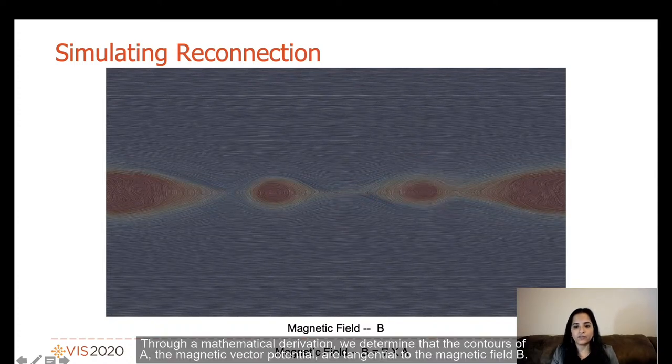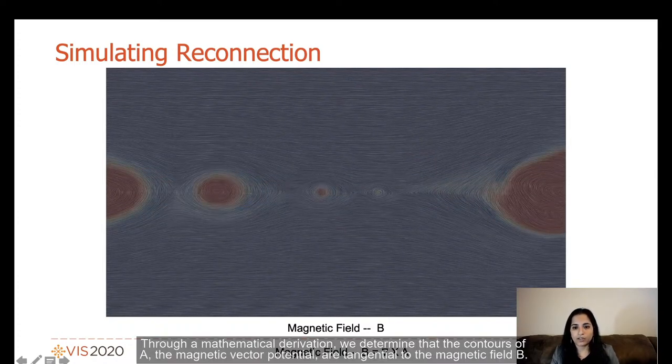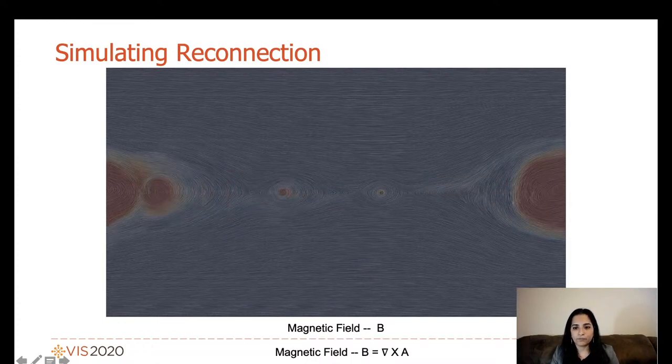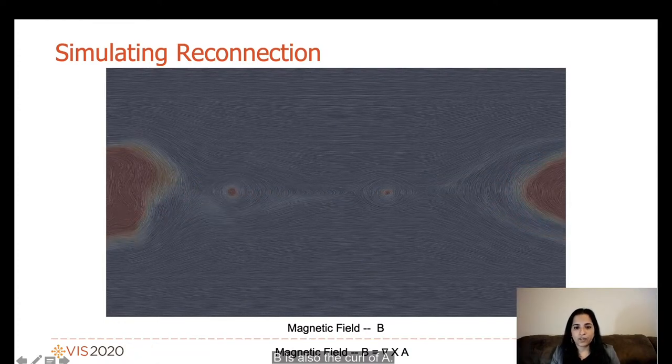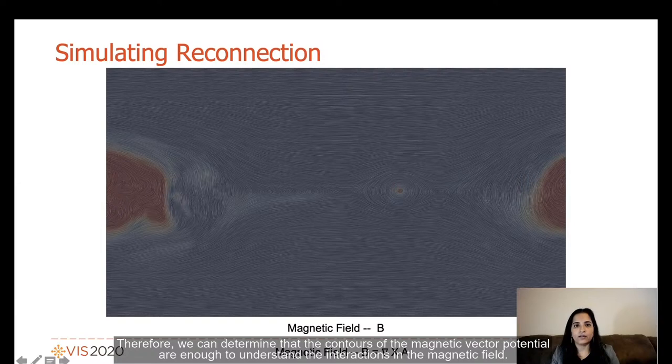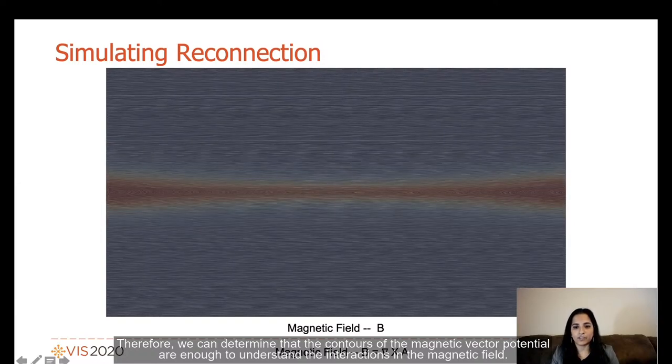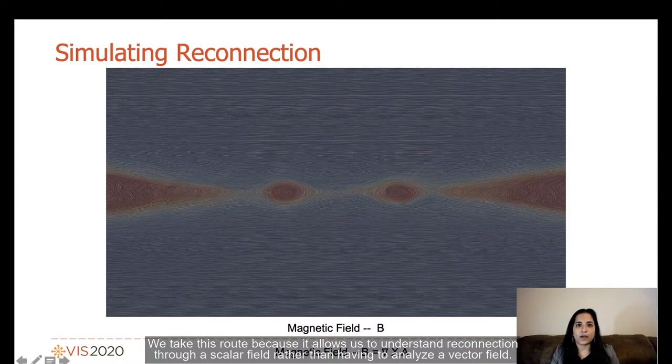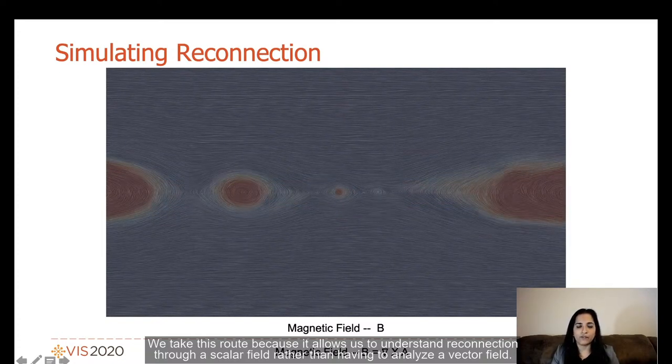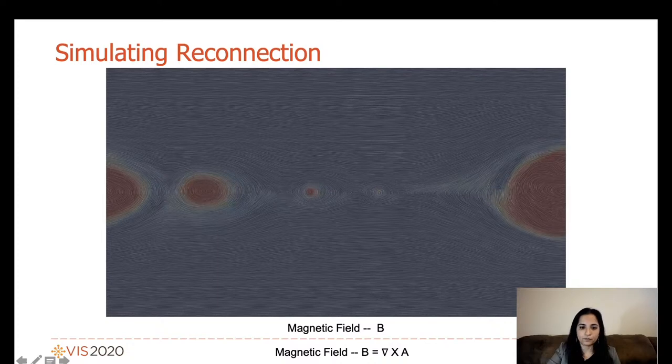Through a mathematical derivation, we determine that the contours of A, the magnetic vector potential, are tangential to the magnetic field B. B is also the curl of A. Therefore, we can determine that the contours of the magnetic vector potential are enough to understand the interactions in the magnetic field. We take this route because it allows us to understand reconnection through a scalar field rather than having to analyze a vector field.